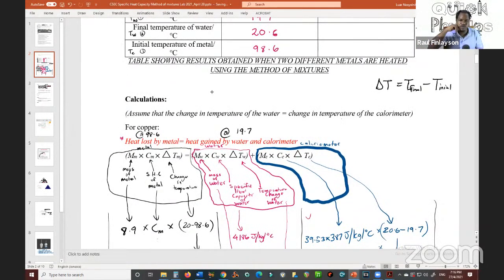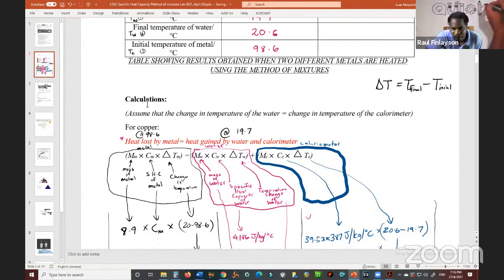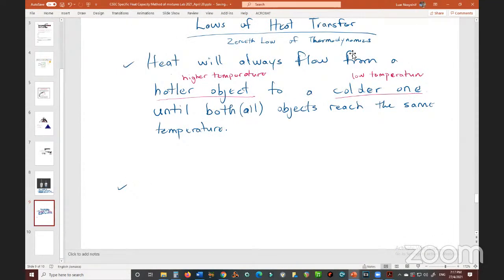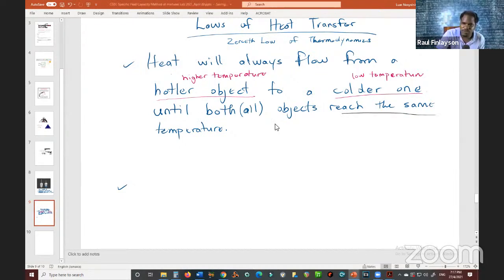So this is pretty cool. Usually the calorimeter is cool because it does such a good job at keeping heat out, so that's why it's used. So water is in there at 19.7 degrees. As the law of heat suggests, I believe that was given to you, heat will always flow from a hotter object to a colder one until both objects reach the same temperature. This same temperature is referred to as thermal equilibrium.